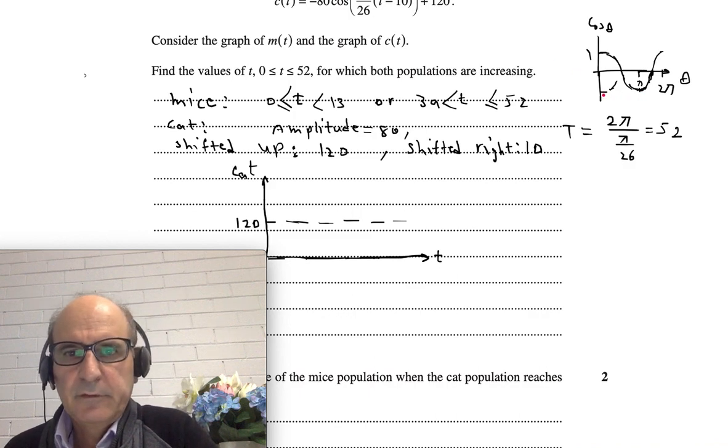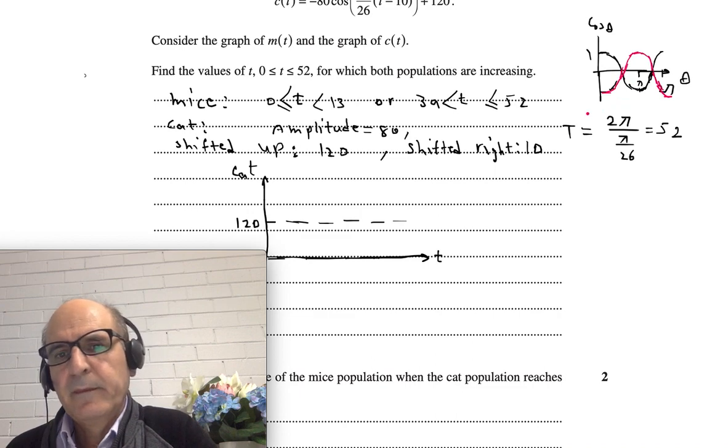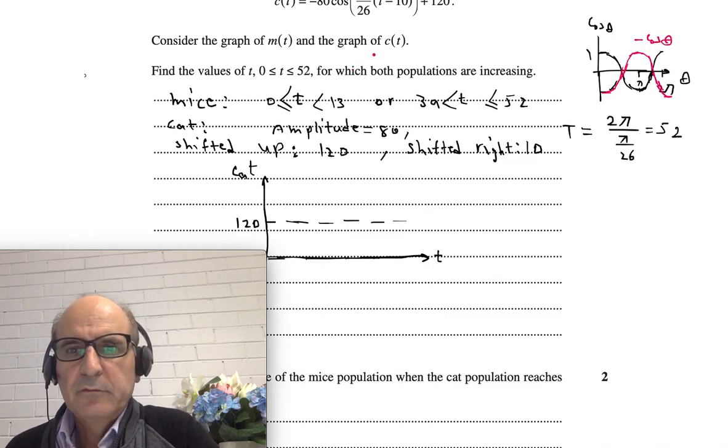Now I'm inverting that. I use a different color. If I invert that, that would be its reflection in the x-axis or theta-axis. That is minus cos theta. Then shifted up by 120 means that rather than using the x-axis, I'm using this line y equals 120. And the amplitude is 80.